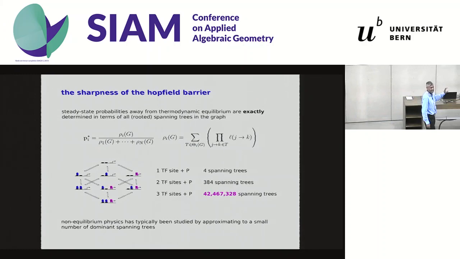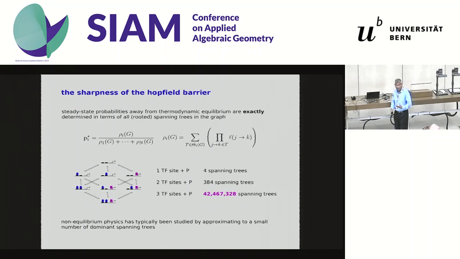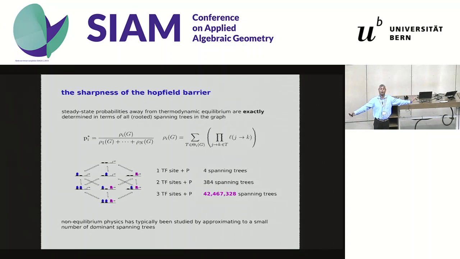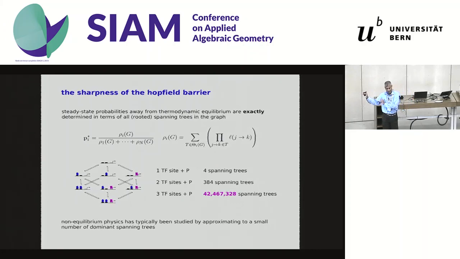And this problem has essentially been ignored within the physics literature. What the physicists do when they see this, they recoil with horror. Okay? And they approximate. They throw away most of the spanning trees and say, okay, it only depends on these. And Hopfield's paper is a beautiful example of this. You assume that that is low and this is high, and you ignore this, and out it comes. Okay? And that's the physicist's art.